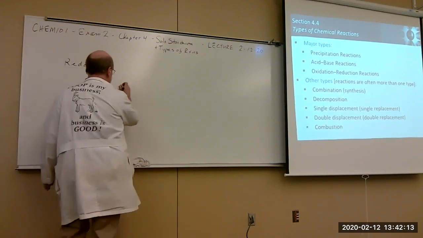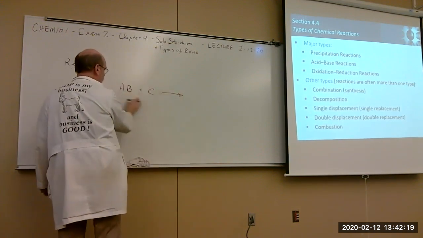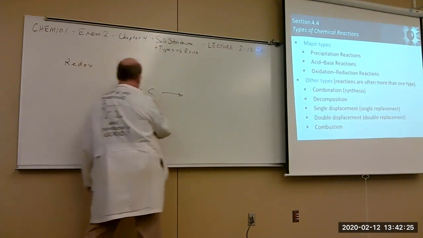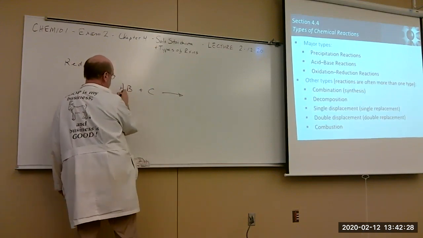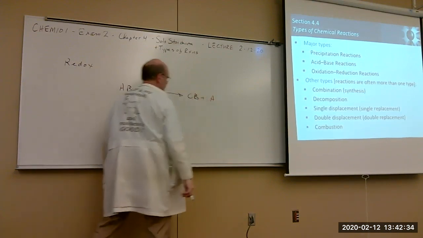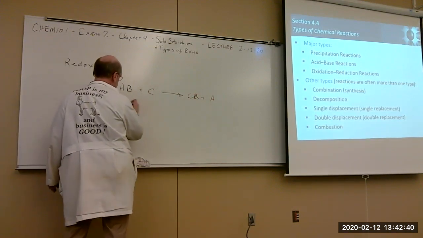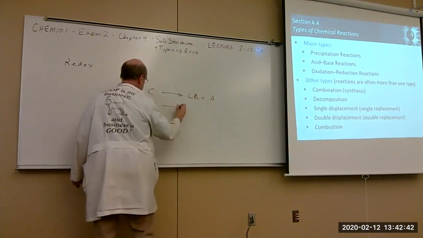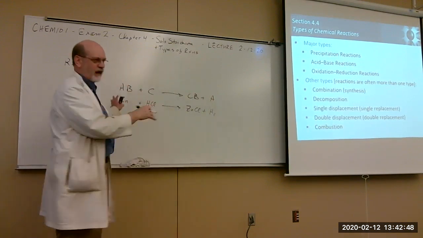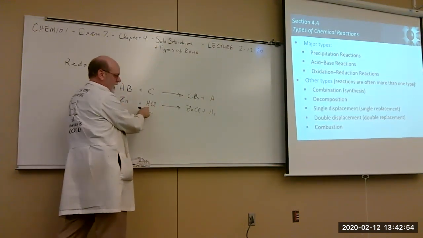Single displacement is where you have a compound and an element, and the element replaces one of the components here. So let's say this is a metal. Right? So this is our cation, this is our anion, and this metal is going to replace A. So you have CB plus A. Or for a real example, zinc and hydrochloric acid, you'll get zinc chloride plus hydrogen gas. Now, that's not balanced, but the reactants are correct and the products are correct. So this zinc replaces that hydrogen.